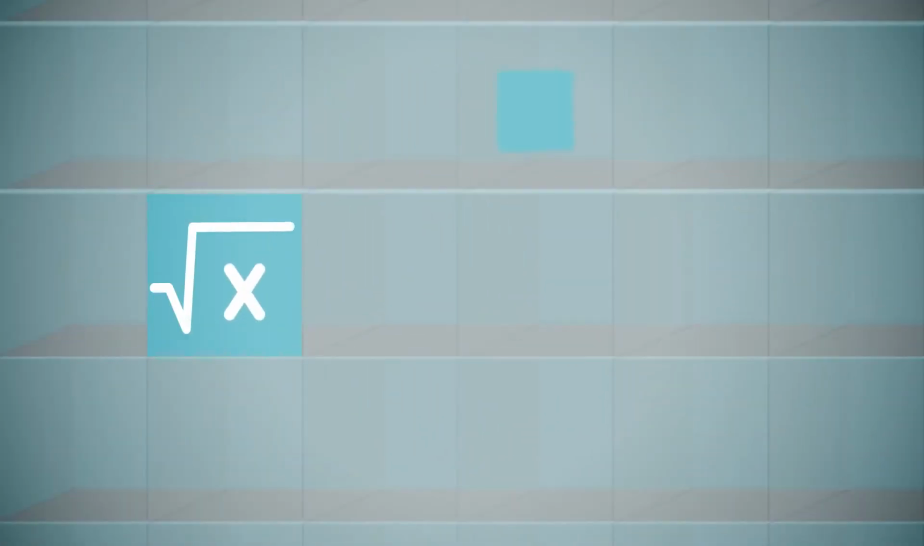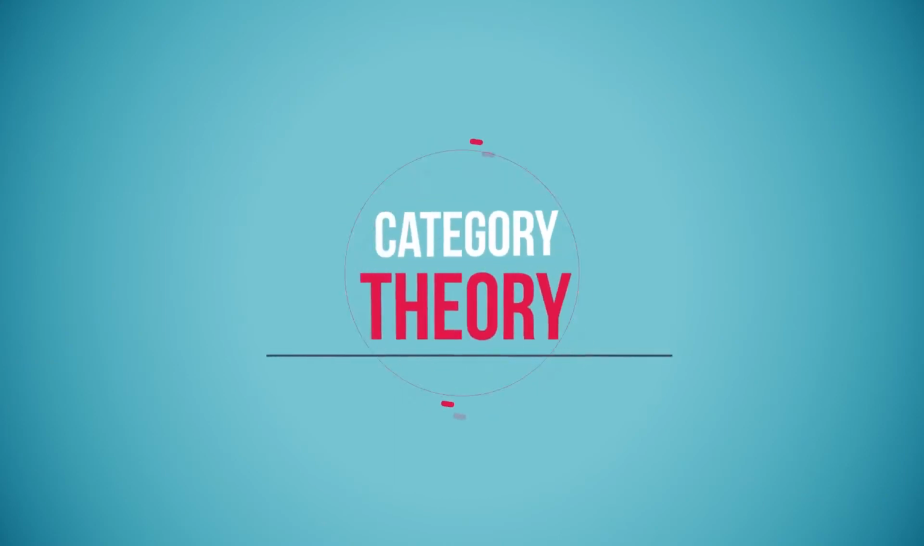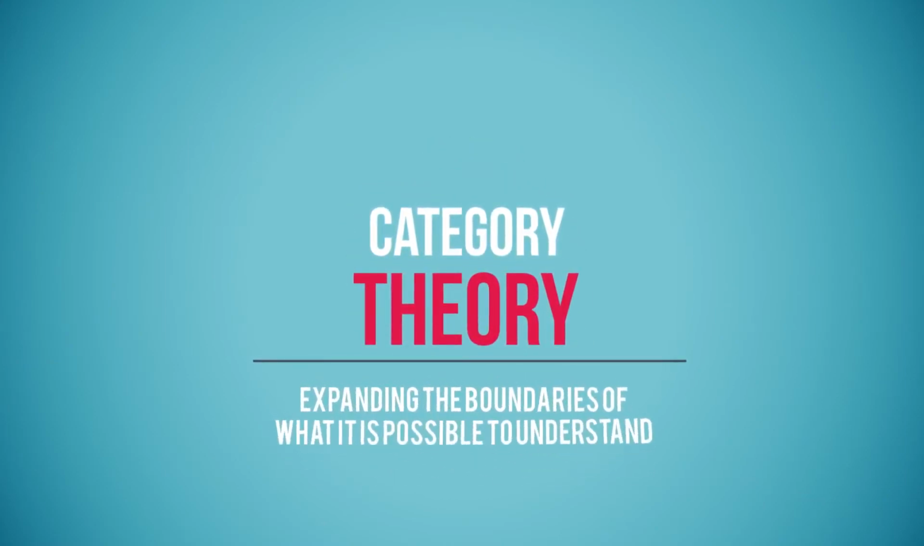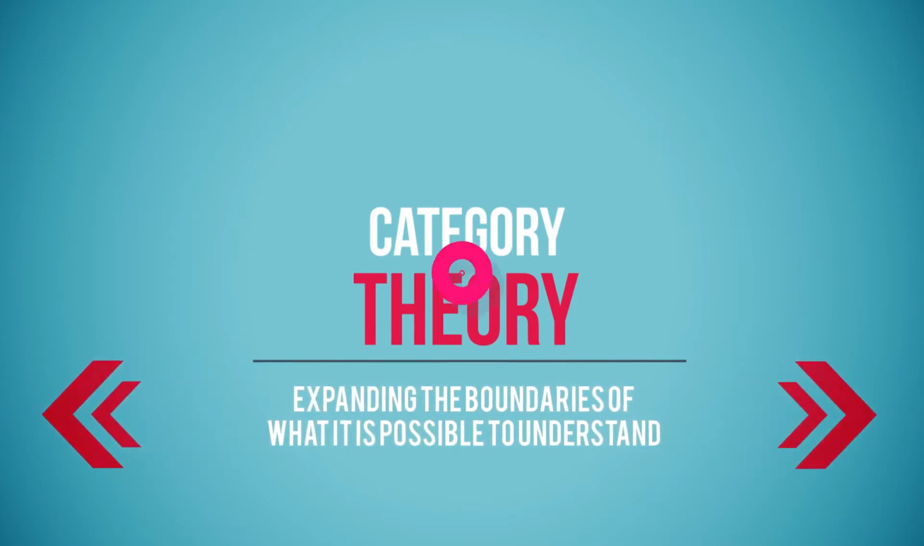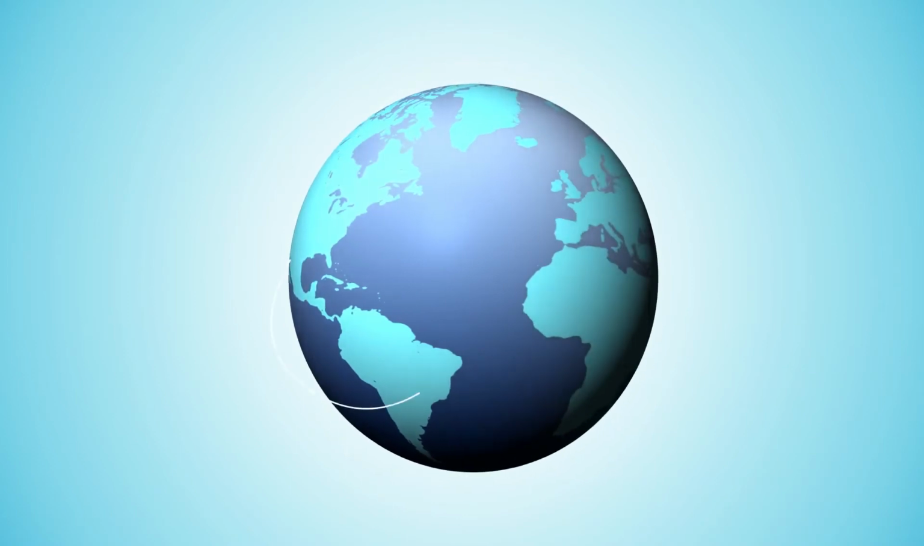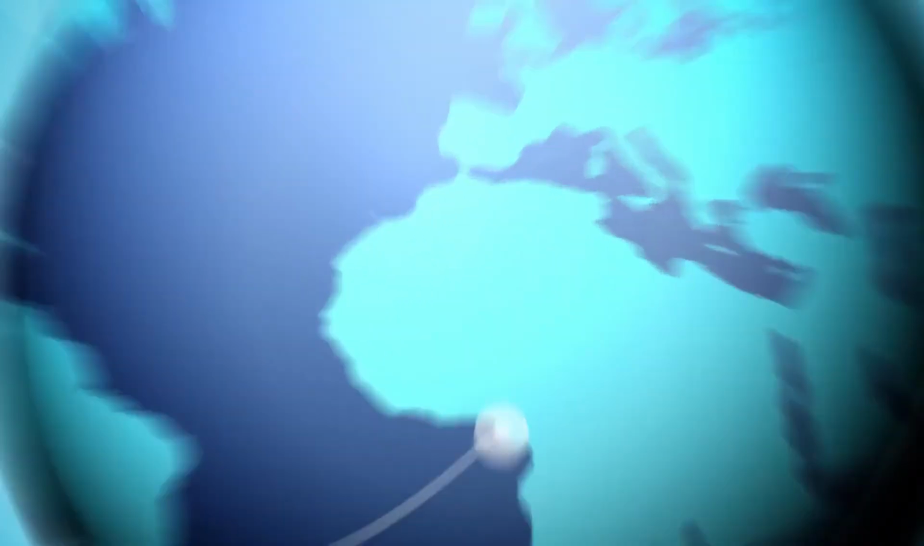From pure maths to computer programming, from the philosophy of mathematics to the foundations of theoretical physics, category theory continues to make essential contributions in expanding the boundary of what it is possible to understand. Category theory brings clarity to complexity. It helps us to see patterns that aren't visible initially, but do in fact exist at a deeper level.